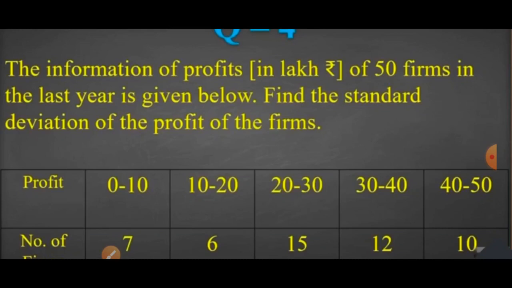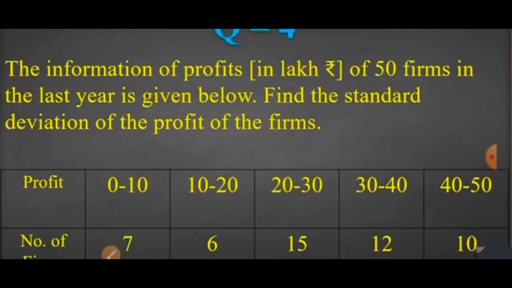0 to 10, number of firms 7. 10 to 20 profit, 6 firms are there. 20 to 30 lakhs profit, 15 firms are there. 30 to 40 lakhs profit, 12 firms are there. 40 to 50, 10 firms are there.